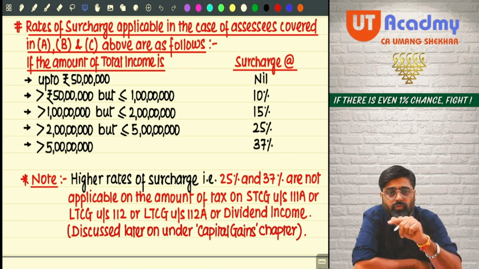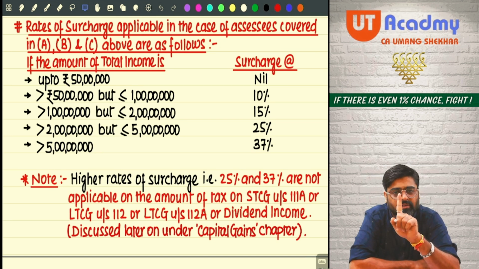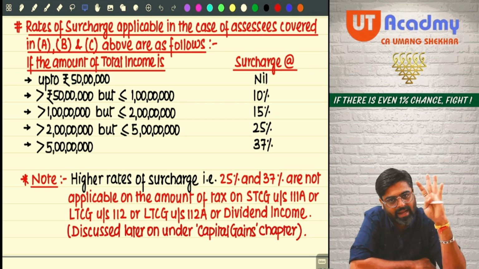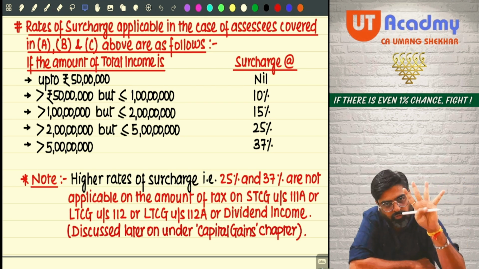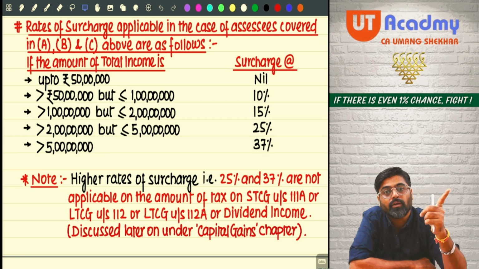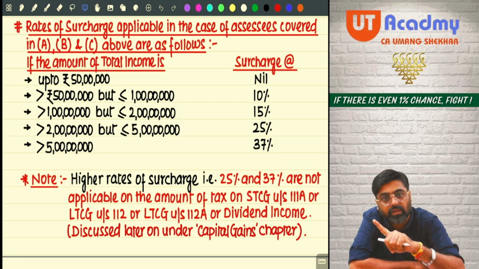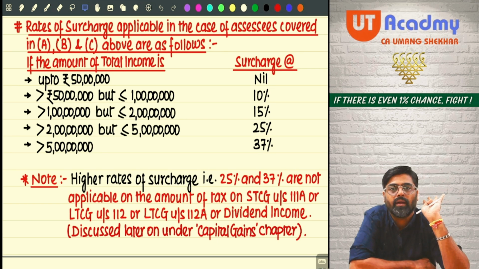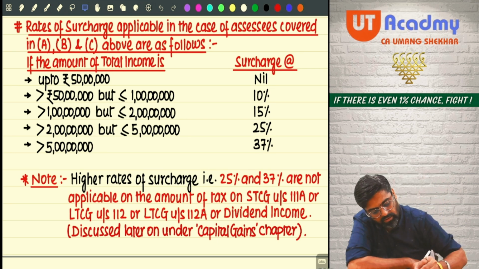And whatever rates I have discussed right now are applicable to individual, HUF, AOP, BOI and AJP, because we are discussing the tax rates of individual, HUF, AOP, BOI and AJP. So whatever tax rates we are discussing for these 4 persons, the surcharge rates are also applicable for those 4 persons. Okay, so pay attention.